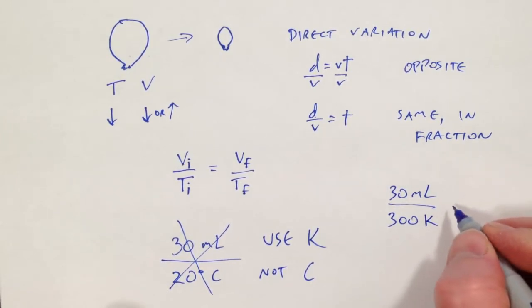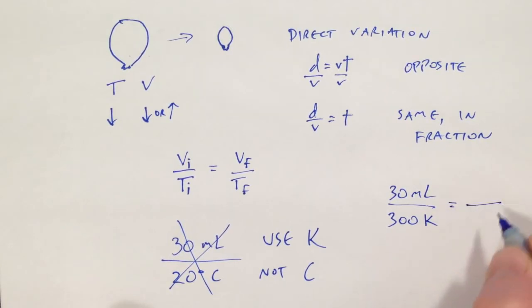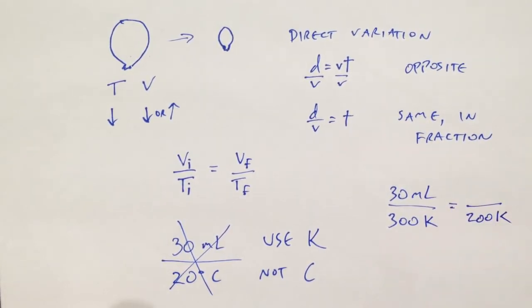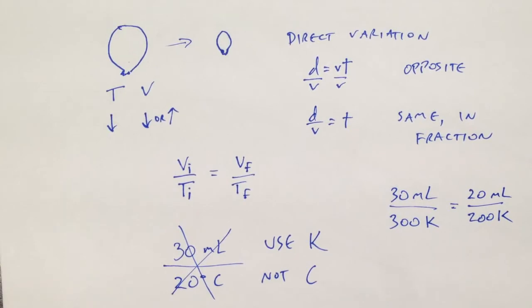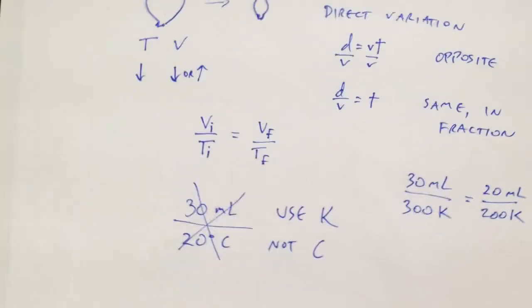If you put that in a freezer so that its new temperature is only 200 kelvins, well, this equation shouldn't be too difficult to finish. The final volume should be 20 milliliters. That's the idea. Okay, so there's a way to combine all these, and that's going to be next up.